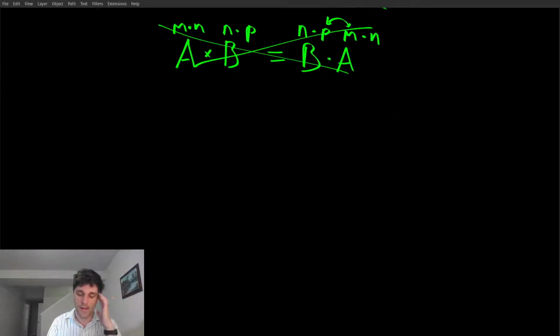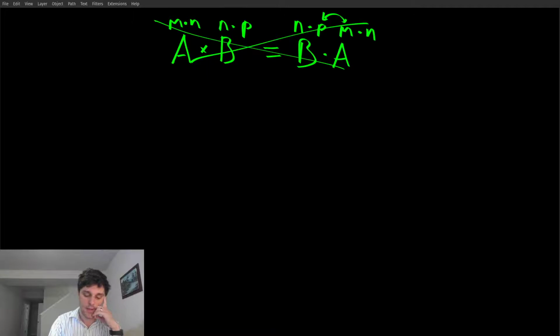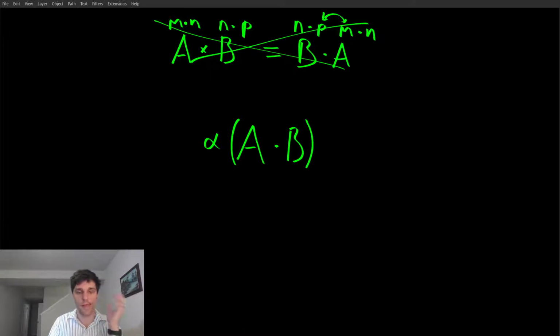Okay, fine. We said associativity works. What about distributivity? Distributing by a scalar works just fine, as you might expect, if I have some scalar value alpha. And remember, scaling the matrix means we just multiply every element of the matrix. That's going to be the same as doing it like this.